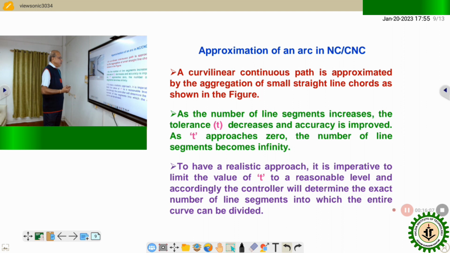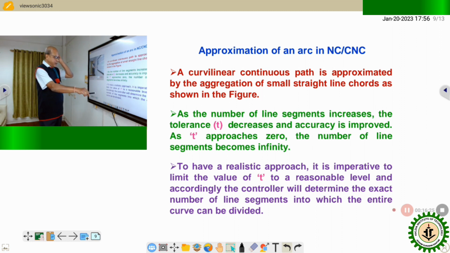In this regard, it is really important to discuss the approximation of an arc in an NC-CNC system. A curvilinear continuous path is approximated by the aggregation of small straight line chords as shown in the figure.